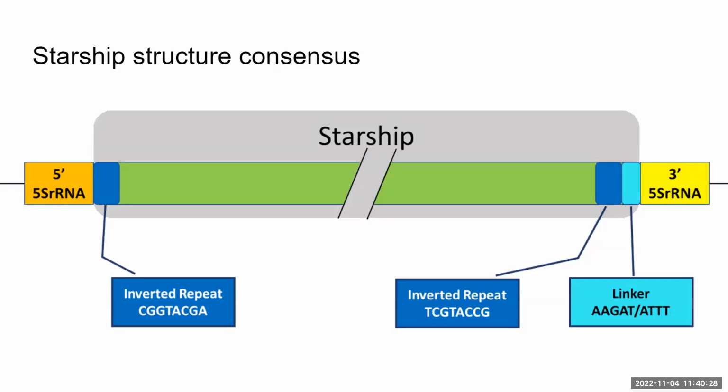And our final consensus of what most of the starships followed: they were between our 5S RNAs, like I mentioned before. They had inverted repeats on either side and a linker present in between the inverted repeat and the 3' 5S RNA.